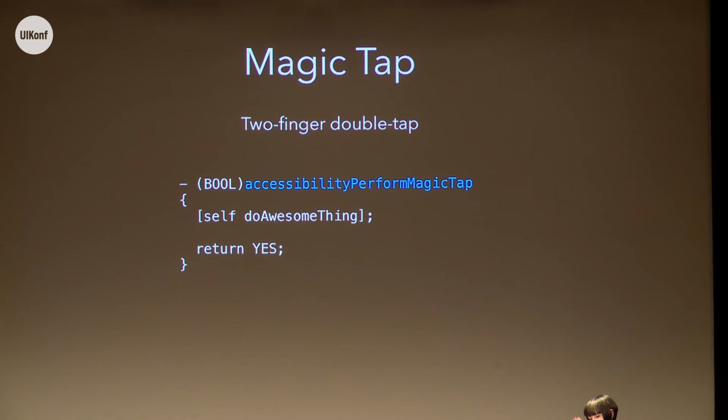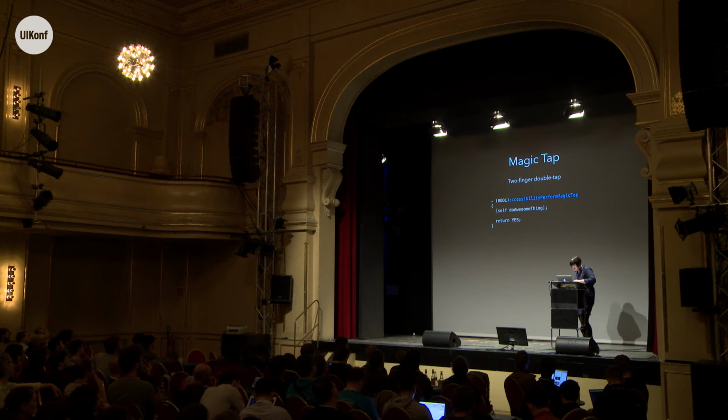So, Magic Tap. I should have put a magic wand and stars and all sorts of things, but it seemed a bit cheesy. But this is really cool. This was introduced in iOS 6, and iOS 6 was actually kind of cool for VoiceOver and accessibility in general, because it was the first one where they really went, oh, hey, developers, you can do some cool things now. Before it was kind of lame.